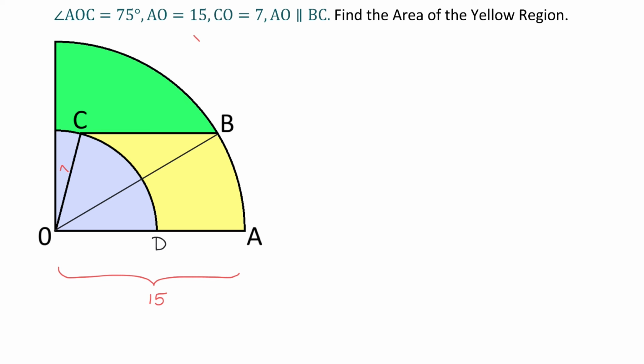Then we will write that the yellow area equals the area of the sector AOB plus the area of the triangle BOC minus the area of the sector DOC. So let's start by finding the area of the sector AOB.